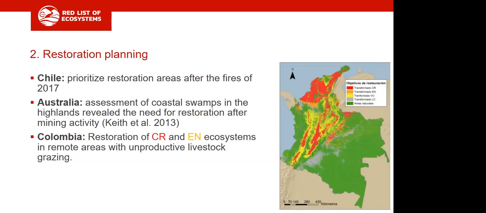And then finally, also again in Colombia, there's been a lot of work looking at restoration of critically endangered and endangered ecosystems in remote areas with unproductive livestock grazing. And that's the map that I'm showing there. It's related to that case study.